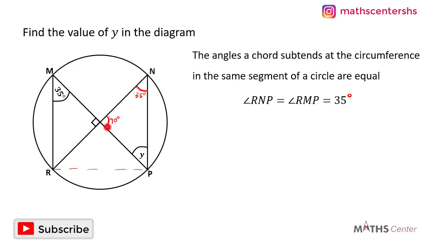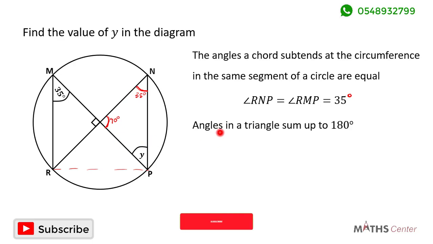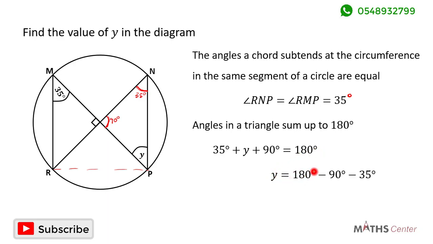We have the angle here to be 90 degrees and the angle here to be y. These three angles form the interior angles of this triangle, and we know that angles in a triangle sum up to 180 degrees. So we can say that 35 degrees plus y plus 90 degrees is equal to 180 degrees, and y will be equal to 180 degrees minus 90 degrees minus 35 degrees. And this will give us 55 degrees. So the value of y in this diagram is 55 degrees.